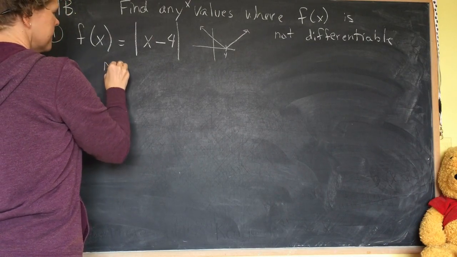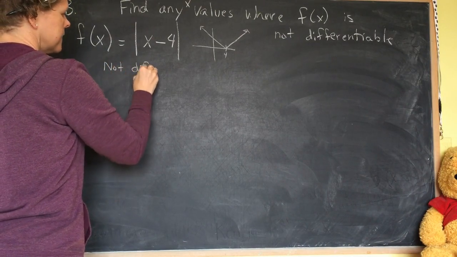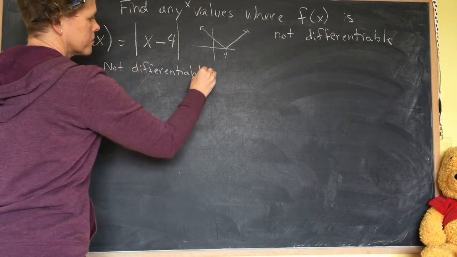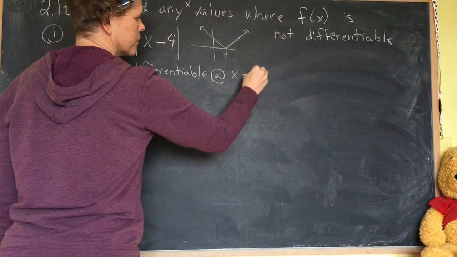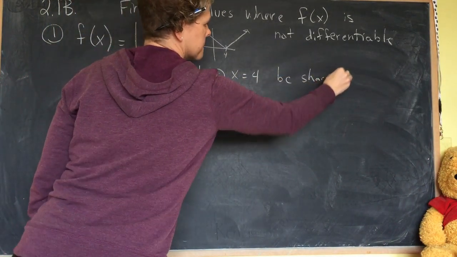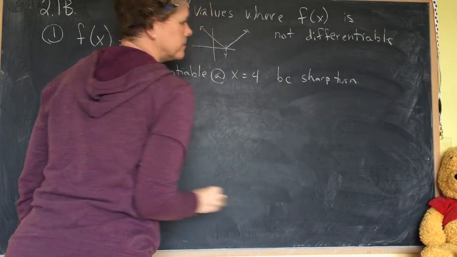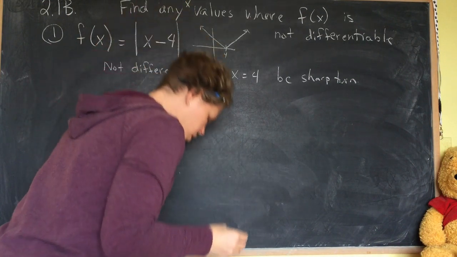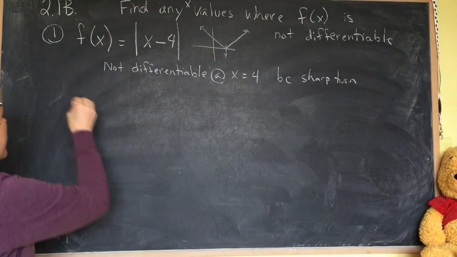So not differentiable at x equals 4 because of a sharp turn. There's number 1. Short and sweet. Number 2 has a little bit more going on.